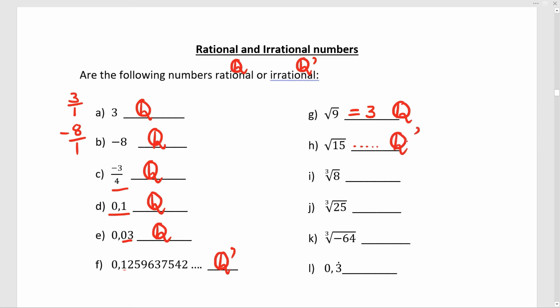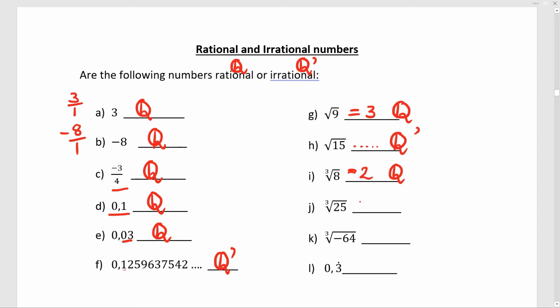What about the cube root of 8? Well, when I type that into my calculator, I get 2 out. Or you might have known that off by heart, which means it's a totally normal number, it's natural, and a natural number is always going to be a rational number as well.